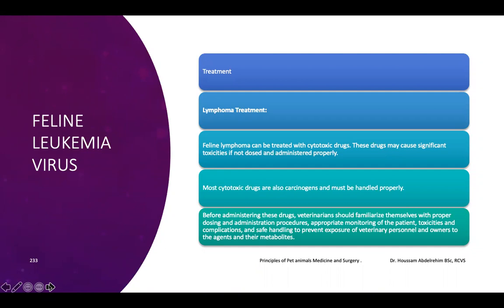Feline lymphoma can be treated with cytotoxic agents, drugs that may cause significant toxicities if not dosed and administered properly. Most of the cytotoxic drugs are also carcinogenic and must be handled properly. Before administering these drugs, veterinarians should familiarize themselves with proper dosing and administration procedures. Appropriate monitoring of the patient, toxicities and complications, and safe handling to prevent exposure of veterinary personnel and owners to the agents and their metabolites.